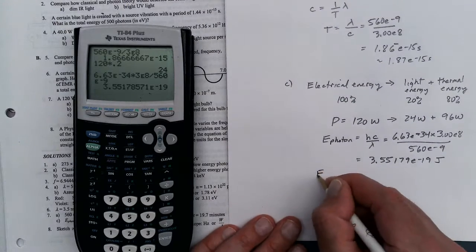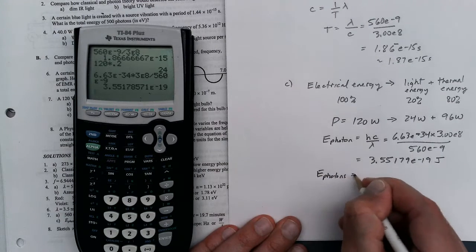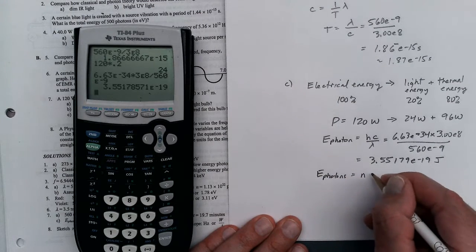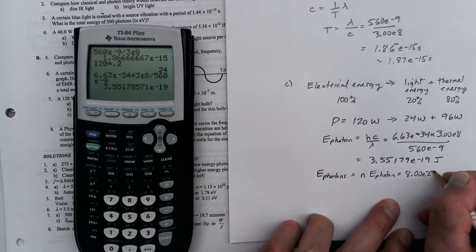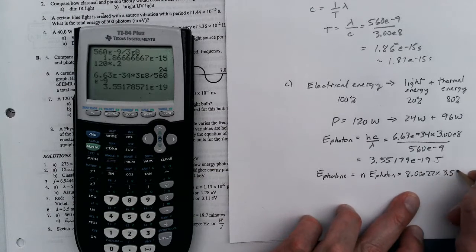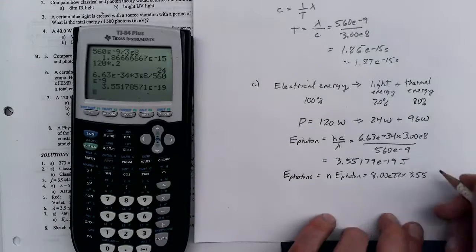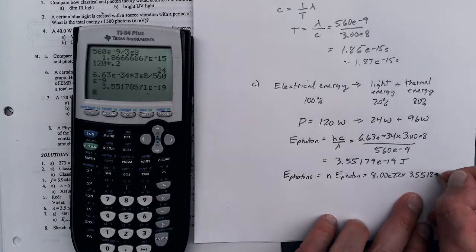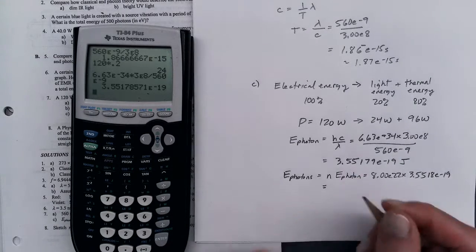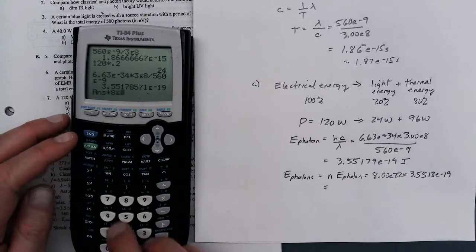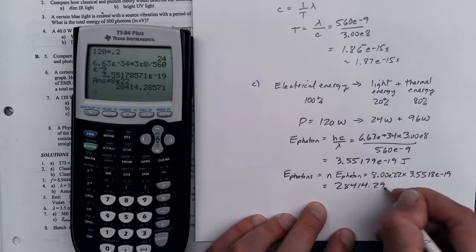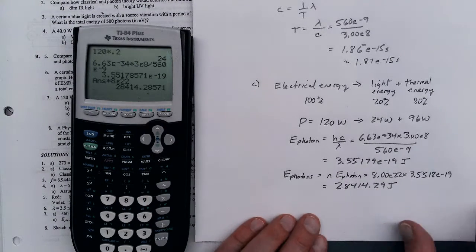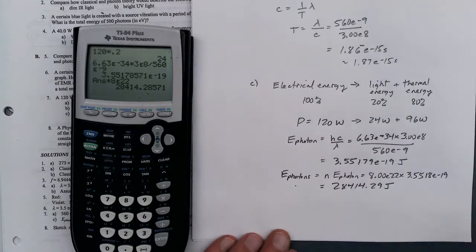Okay, so then the total energy of the photons is going to be n times h f, or n times E photon. So I'm going to multiply the 8e22 times this answer here, 3.55179 e negative 19. So the calculation gives 28414.29 joules.